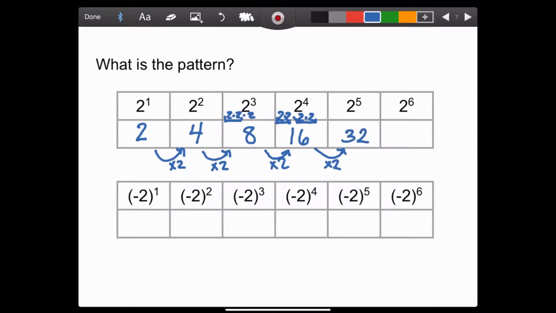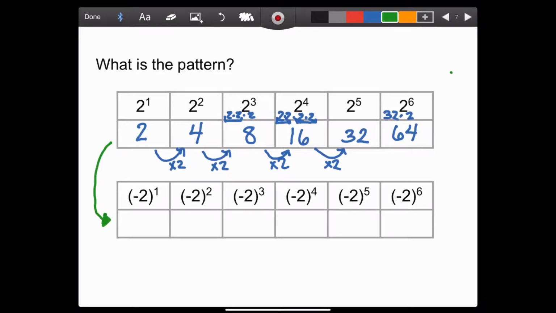And then I would have the 32 times 2, right? So then I get 64. All right, so now let's look at the bottom half. What is the pattern here? Well, it's going to be similar to this one, but I want you to notice what's different here.